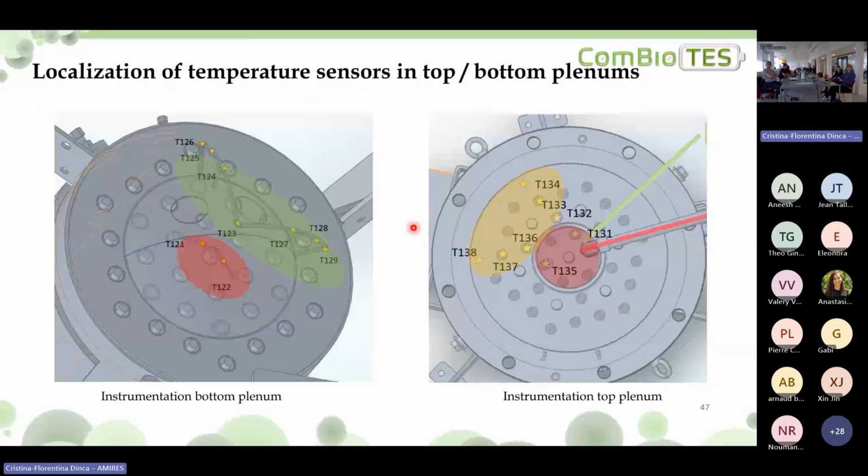That was a change. So here were just the locations of the temperature sensors in the top and bottom plenum. And for the top outside plenum, the sensors 134 and 138, they are located here. So they are outside of the tube bundle. Just to show you.